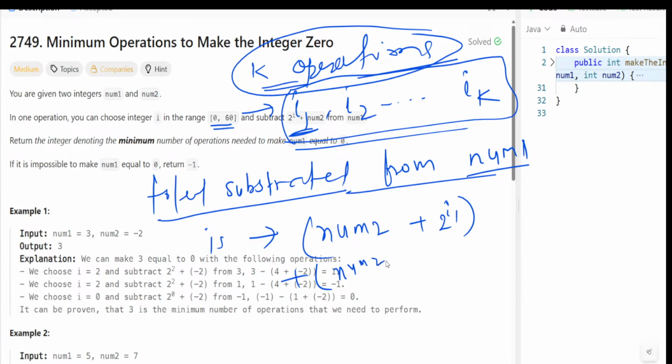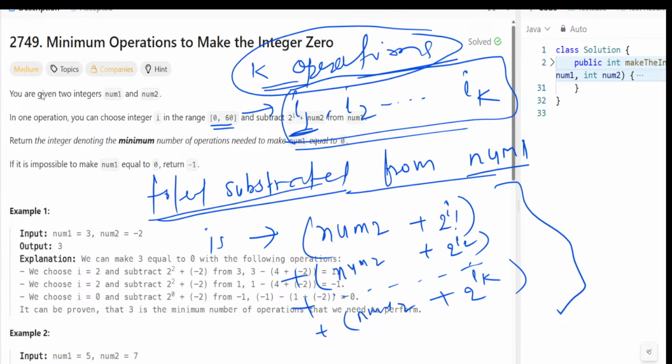We'll say num2 plus 2 to the power i2, then plus, and we'll go on like this till we do plus num2 plus 2 to the power ik. So this is what we can do to find the total subtracted. Can we say that if we do the sum of all these, we have num2, right?